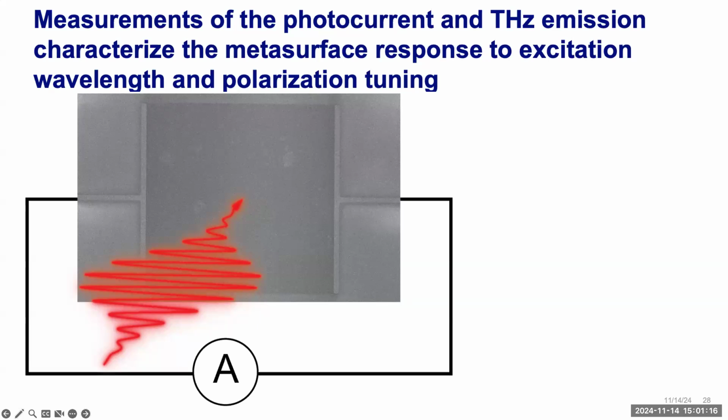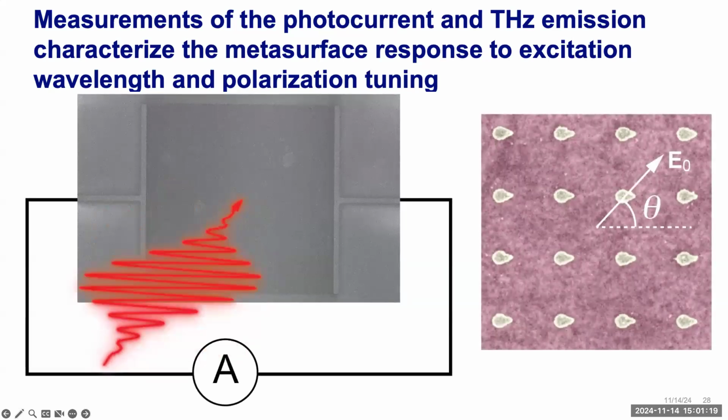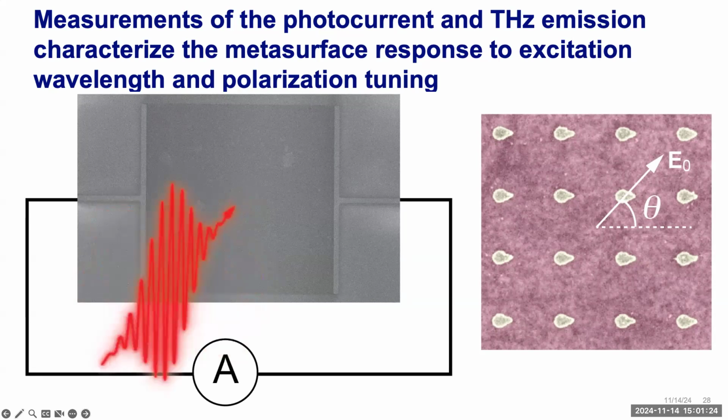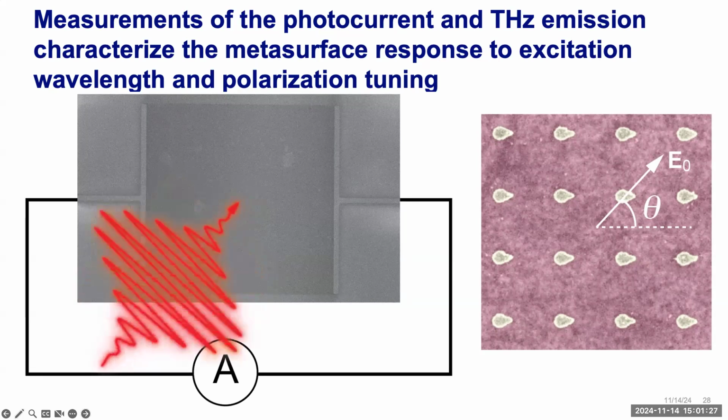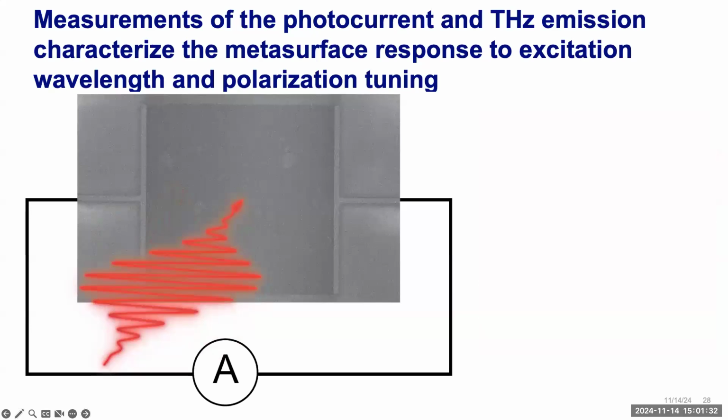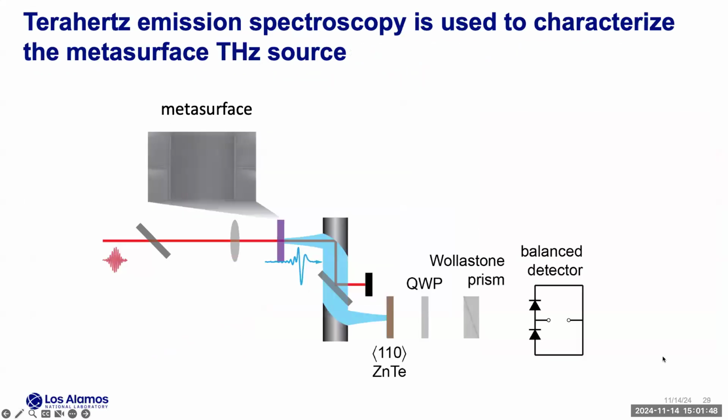So if we first look at polarization tuning, where this angle theta is with respect to the symmetry axis, that's one measurement we can make. We can measure the photocurrent. We can also measure the terahertz transmission. We can also measure the emission and the photocurrent as a function of wavelength tuning. So tuning, say, through the resonance that I showed you on the previous slide. Okay, so to do that, we use terahertz emission spectroscopy.